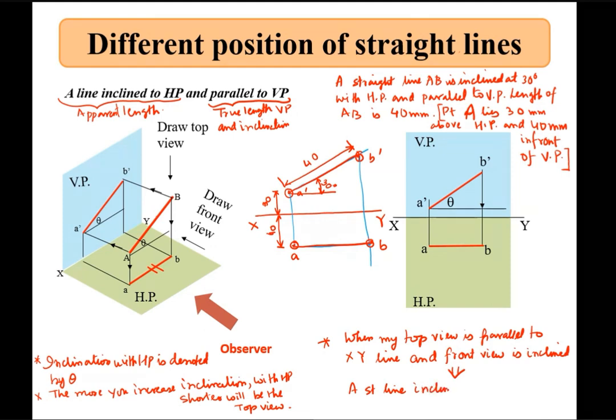Exactly. I'm just going backwards. So this denotes a straight line inclined to HP and parallel to VP. So if my straight line is inclined to HP, then the top view will be parallel to the XY line. Is it clear to you? This concept is very important.